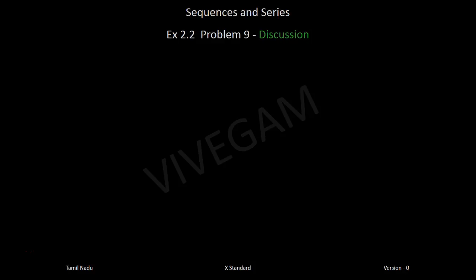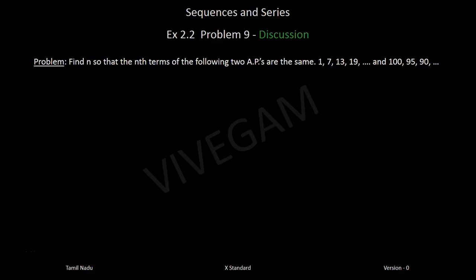2.2 problem 9 discussion. Let's read the problem. Find n so that the nth term of the following two APs are same: 1, 7, 13, 19 and 100, 95, 90. So what it means is that you have two APs here, 1, 7, 13, 19, other one is 100, 95, 90. At one particular point, the nth term of both series are equal. It can be 20th term, it can be 50th term, it can be 100th term also.